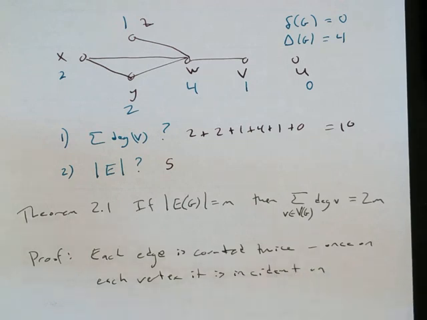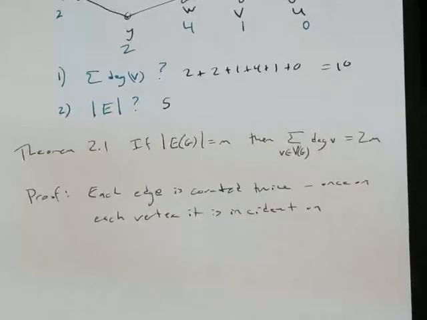So technically, Ben, a loop is incident on a vertex twice. Does that help? Yeah. It comes out of the vertex and it goes back into the vertex.